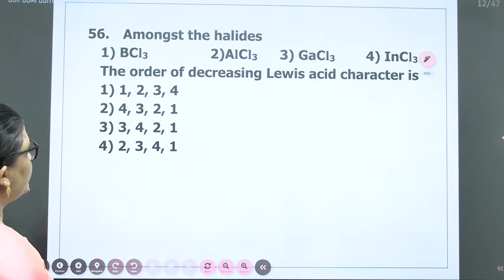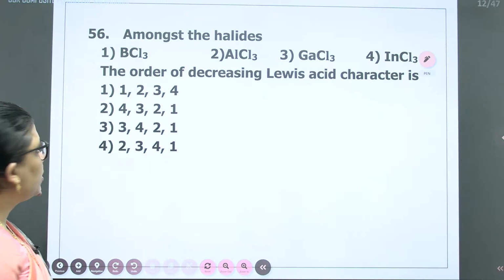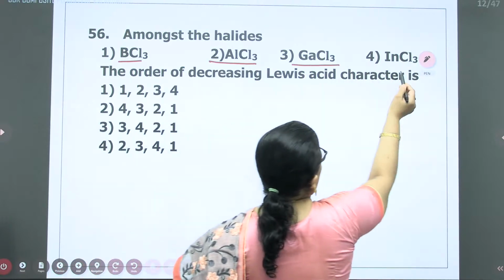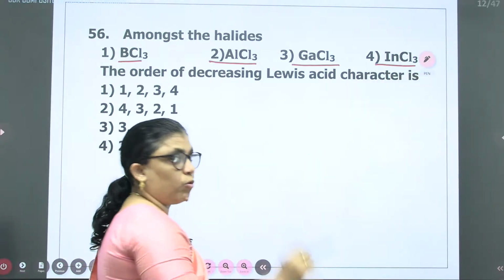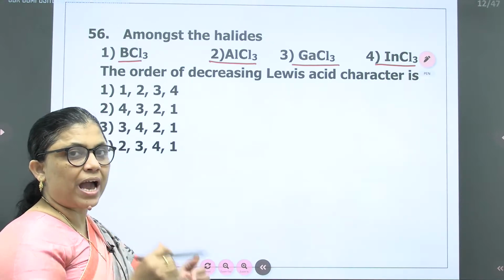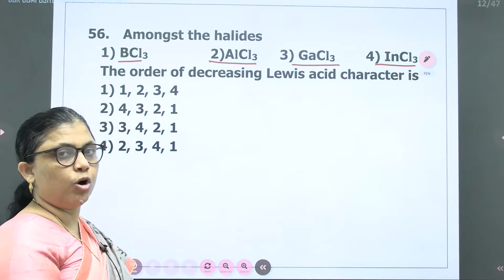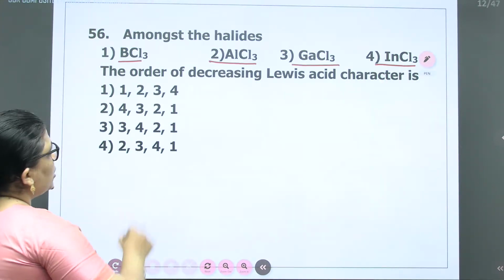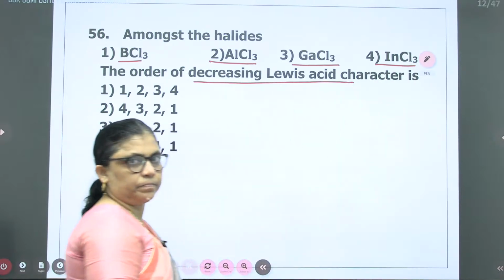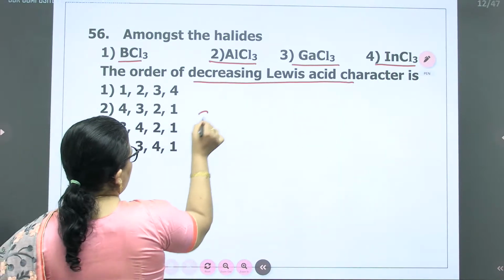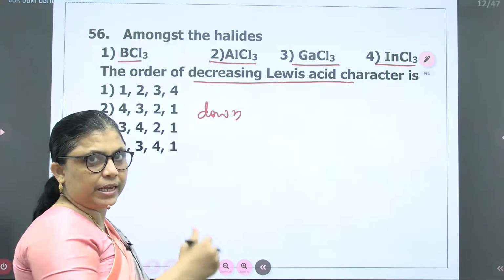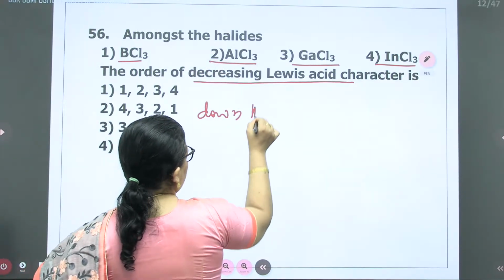Question number 56. Amongst the halides BCl3, AlCl3, GaCl3 and InCl3, what are they asking? All these are Lewis acids because they are capable of accepting one or more lone pairs of electrons. The order of decreasing Lewis acidic strength, they said. We know very well that down the group, all these points are related with down the group, boron, aluminium, gallium and indium.